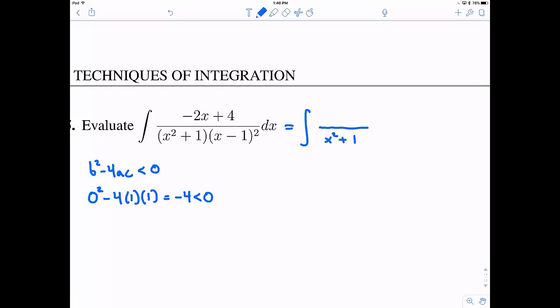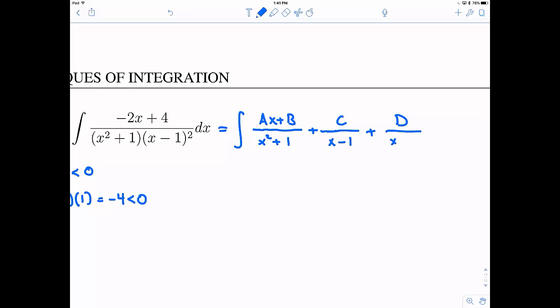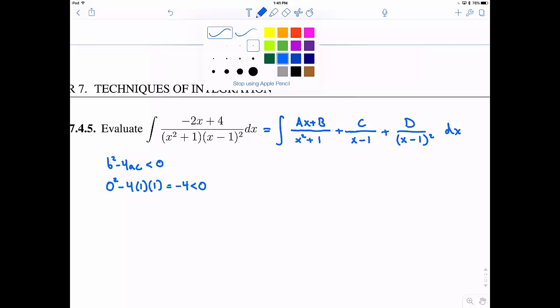The claim is the correct thing to use would be x squared plus 1 in the denominator, and its numerator will be ax plus b. Then we have the x minus 1 factors, so we need a different coefficient. We'll use c over x minus 1, and then d over x minus 1 quantity squared, because it needs to take on all the values from 1 all the way up to the exponent, which in this case is 2. Okay, so then we have a little bit of algebra to do now, and this will take up the majority of this problem.